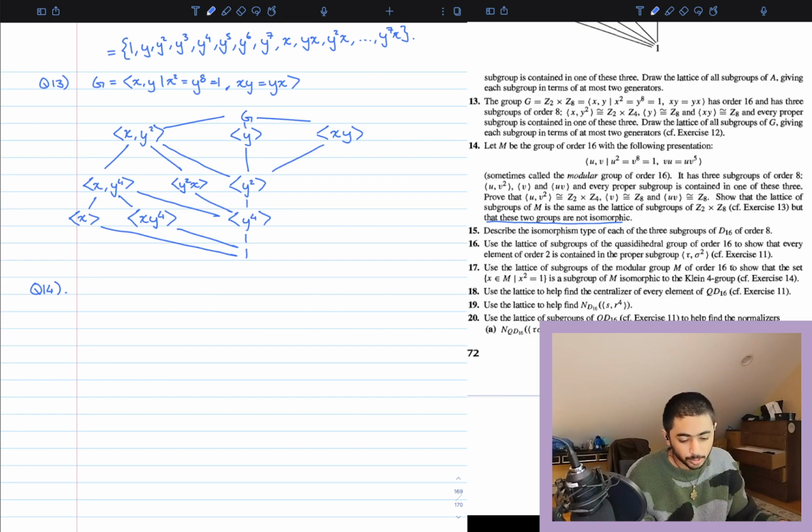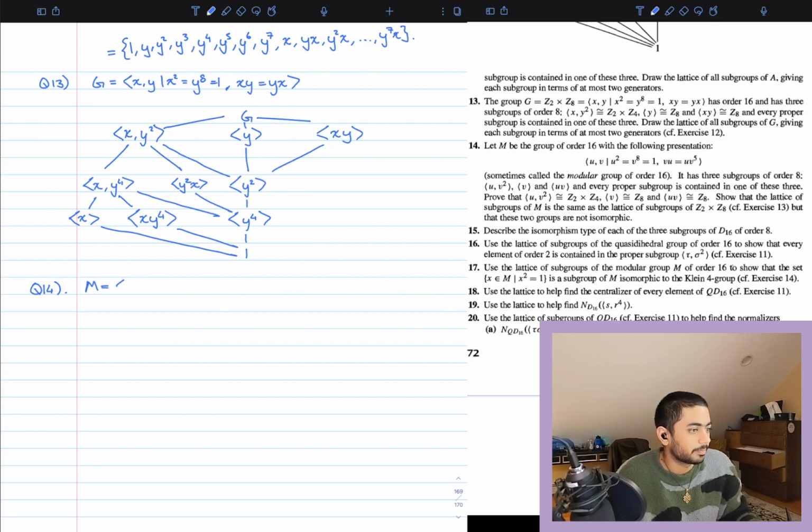Okay, so this question is answering a question that I had, which was, do two groups have the same lattice structure if and only if they're isomorphic? According to this question, no. Oh no, you might have non-isomorphic groups that have the same lattice. It's kind of weird. So let's write this out and compute its lattice.